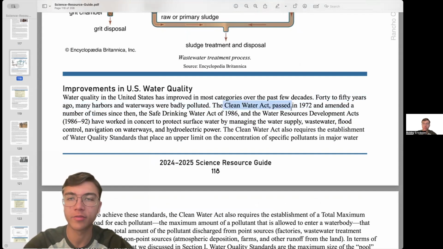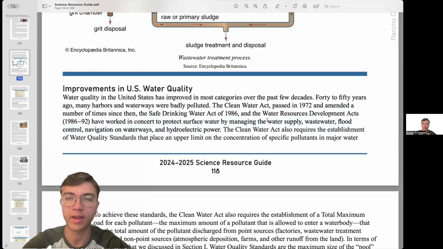Then the Clean Water Act was passed in 1972, and it was actually amended a lot. Then the Safe Drinking Water Act of 1986, and the Water Resources Development Acts in 1986 to 92. So a lot of these are happening in the 70s, 80s, and 90s. And these all worked to protect surface water by managing the water supply, wastewater, flood control, navigation on waterways, and hydroelectric power.